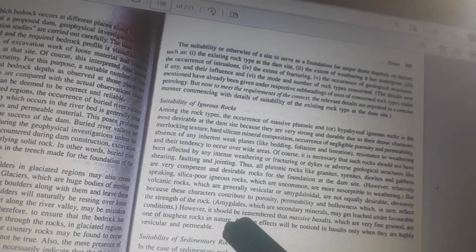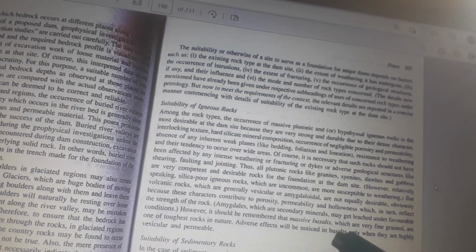However, it should be remembered that massive basalts, which are fine grained, are one of the toughest rocks in nature. Adverse effects will be noticed in basalts only when they are highly vesicular and permeable.